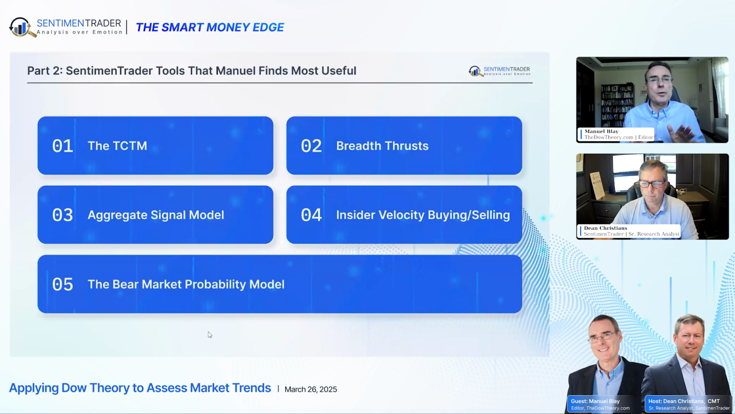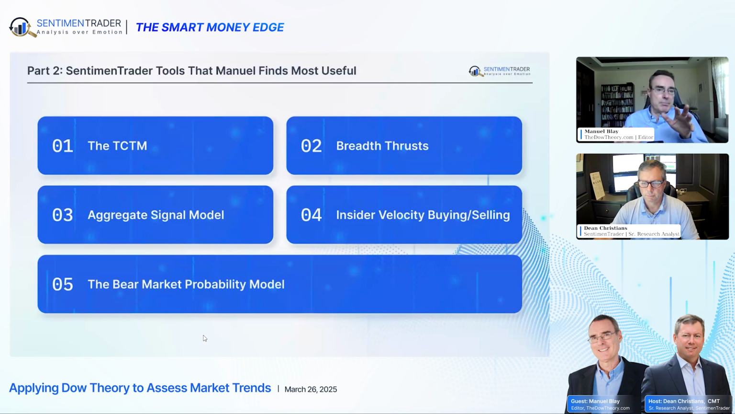So for me, it's really useful because SentimenTrader doesn't do the actual buy and sell. Well, the TCTM, yes. But for me, there are plenty of tools that help me assess where the market is headed. In particular, right now we had a 10% drop. So everyone was panicking. I also noticed because I got many emails from subscribers and I felt panic in the air. And then of course you have to keep a level head.